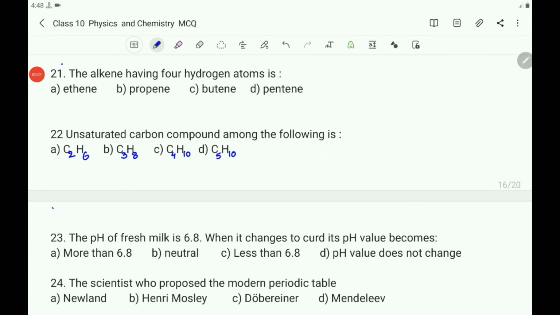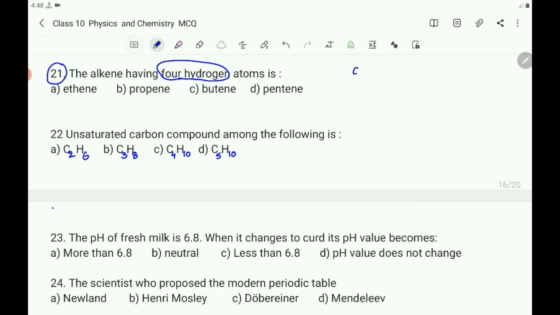Now the next question, question number 21. The alkene having 4 hydrogen atoms. Here they said about the 4 hydrogen atoms, not 4 carbon atoms. So you know that here meth, eth, prop, but, pent.